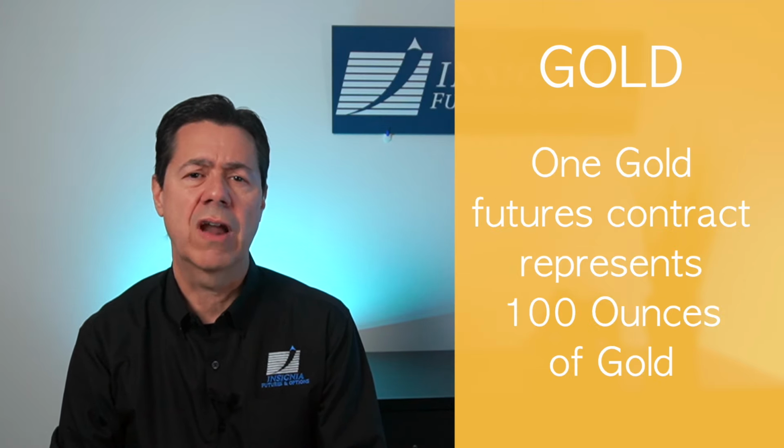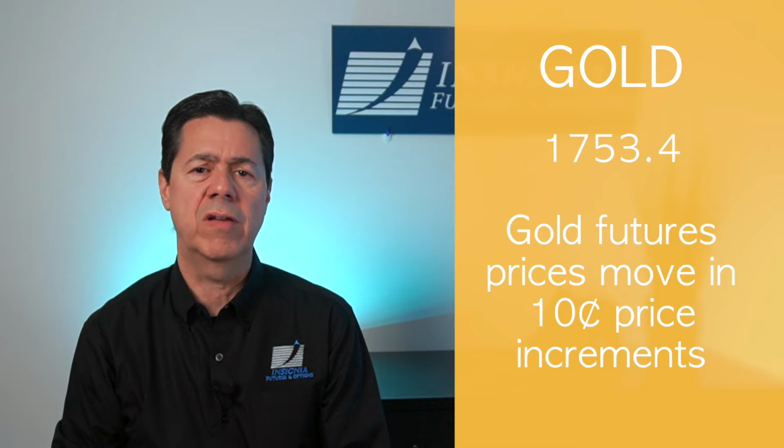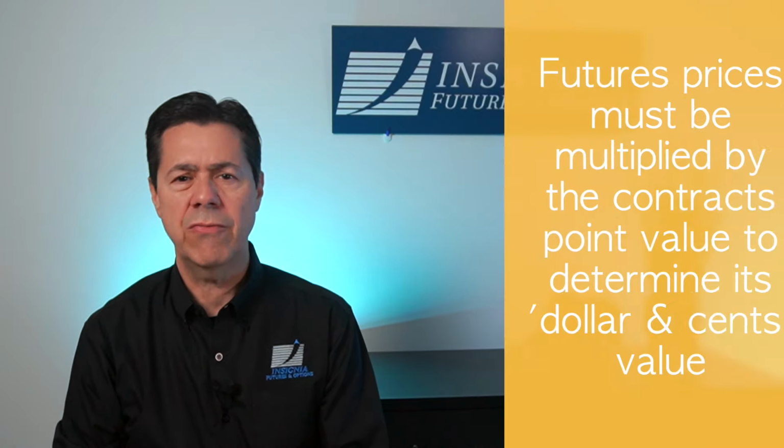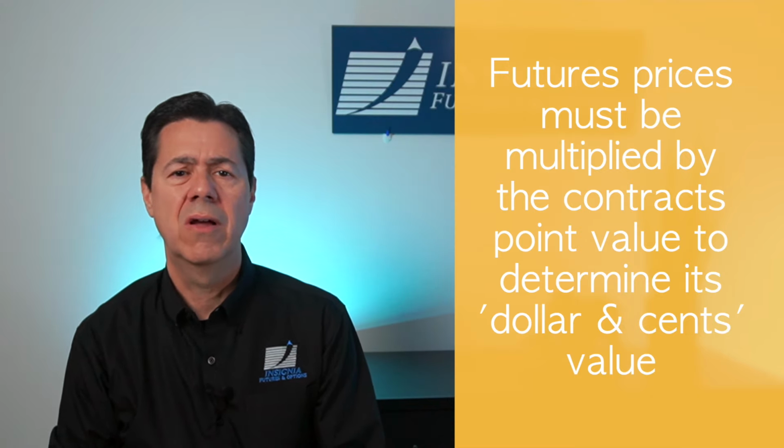One gold futures contract represents 100 ounces of gold. As you can see in this quote, the final zero is dropped from the price quote as gold futures prices move in 10-cent price increments. Other futures markets, such as the E-mini S&P 500, are quite different. As with all futures contracts, the price quoted needs to be multiplied by that futures contract's point value to determine its dollars and cents value. Although this may sound confusing, it's actually quite simple once you know what the multiplier is.